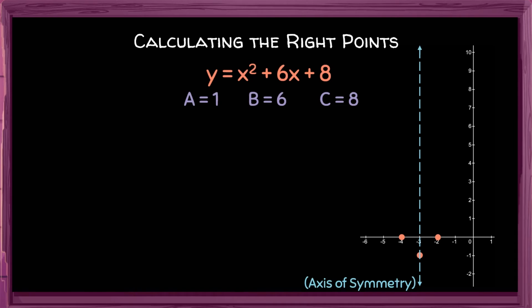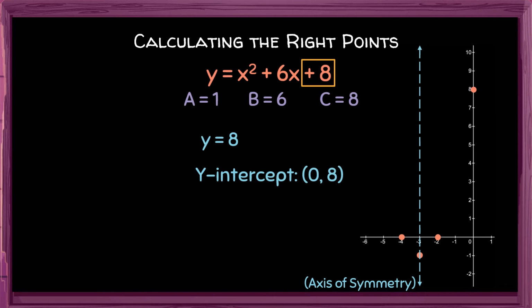Let's do it. Our equation is y equals x squared plus 6x plus 8. Ruby, can you plug in 0 for all of our x's? Sure, Mr. C. We get y equals 0 squared plus 6 times 0 plus 8, which just simplifies to y equals 8. It's really just the number at the end of our equation, the c value. Our y-intercept is the point x equals 0, y equals 8.